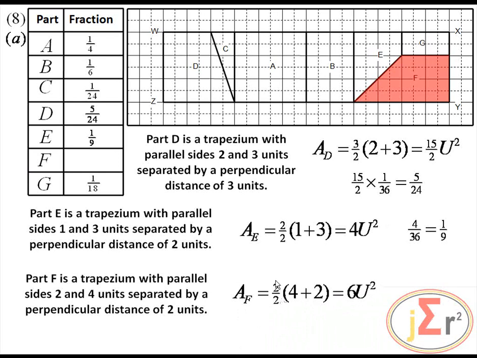So we have 2 divided by 2. 4 plus 2 is 6. And of course, these will cancel each other. So we will have 6 units squared. 6 divided by 36 is 1/6. There we have it. And we have completed the table.